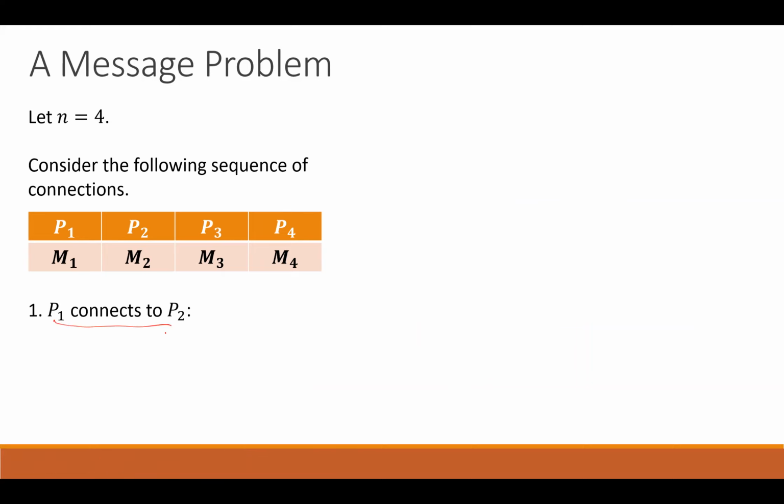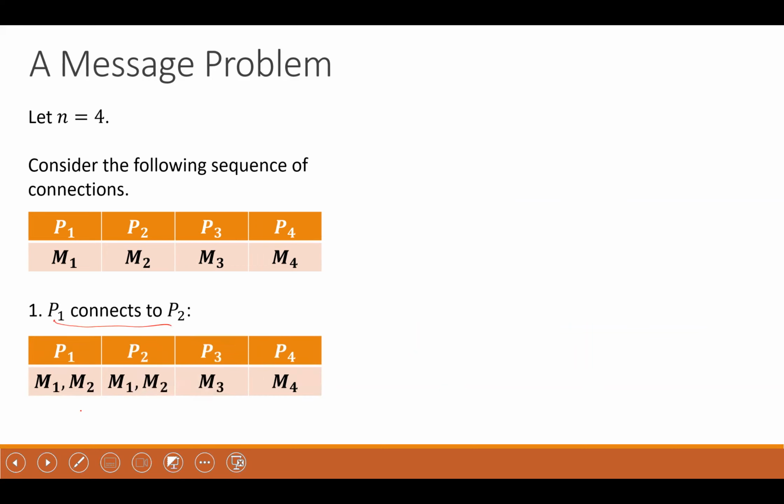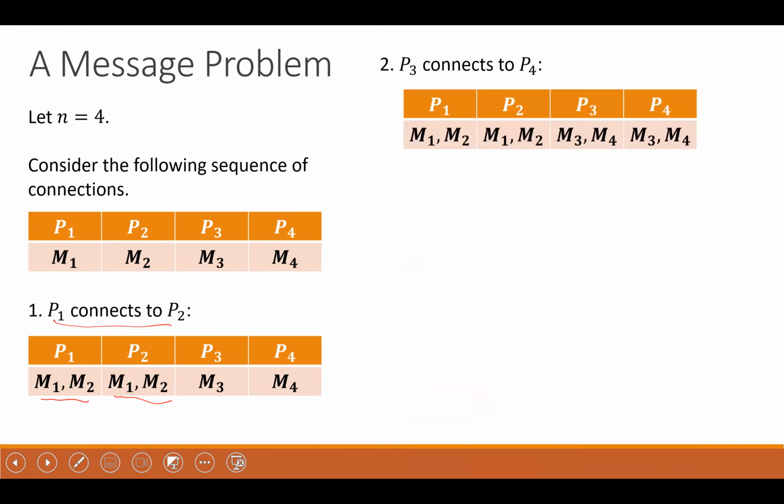To start with, I can just start arbitrarily. So let's connect P1 to P2. Now P1 has P2's message and P1's message, and P2 also has P1 and P2's message. So every time there's a connection, both parties end up with all of the same messages. Okay, now let's try P3 to P4. And now P3 and P4 both have message 3 and message 4.